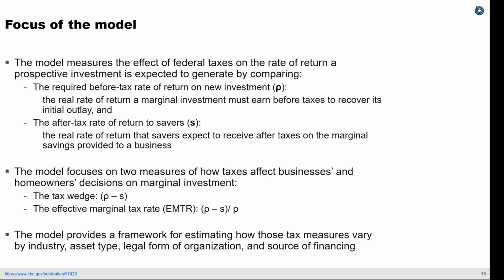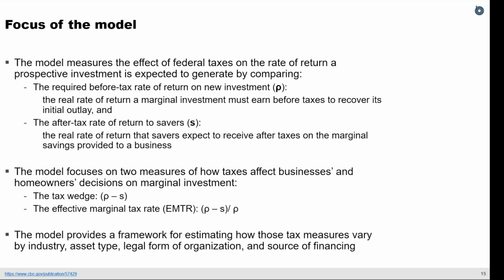So the model is really focused on 2 measures of how taxes affect businesses' and homeowners' decisions on marginal investment: the tax wedge and the effective marginal tax rate. Most of you are probably familiar with those concepts, but I'll give you a brief outline of what they are. Both of those combine 2 concepts. One is the required before-tax rate of return on new investment. This measure is analogous to the cost of capital measure that was defined in Hall and Jorgenson's seminal work on this.